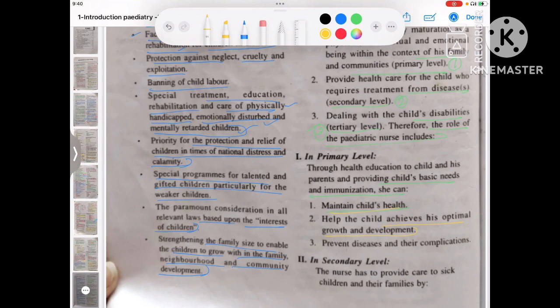So there are milestones. The baby has to achieve or complete these milestones. So that we can say that that is the optimal growth and development. And weight, height, and their activities, everything we will consider in optimal development. And the next one is preventing disease and their complications. So these are the three main points that come under the primary level.